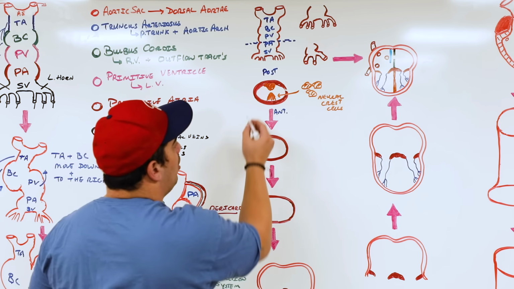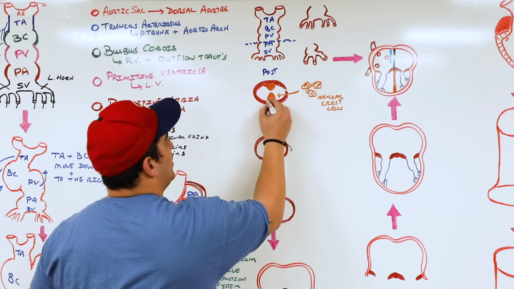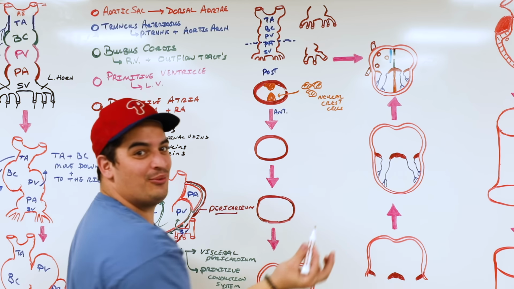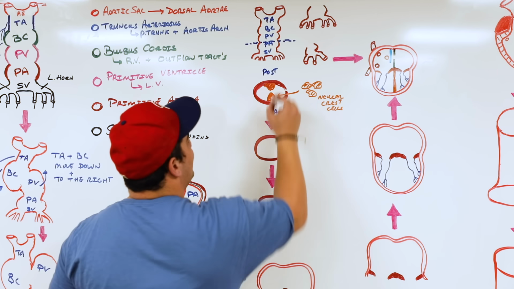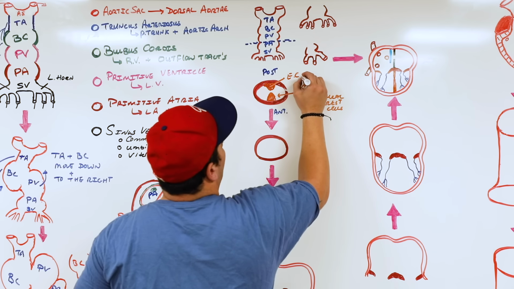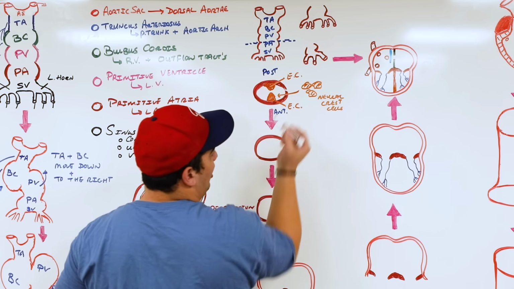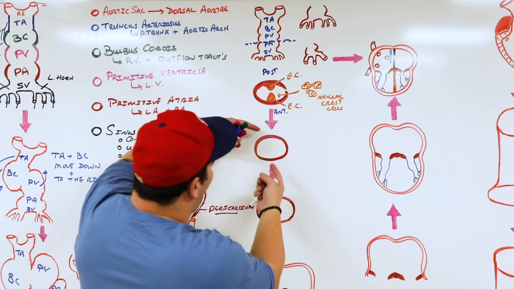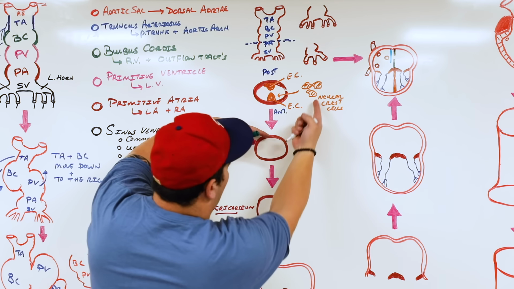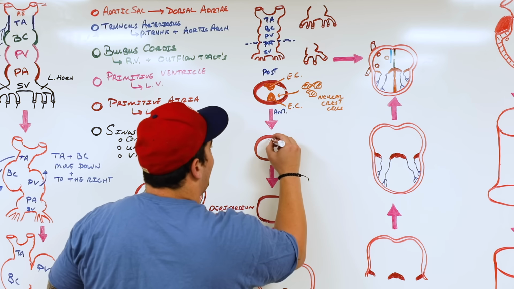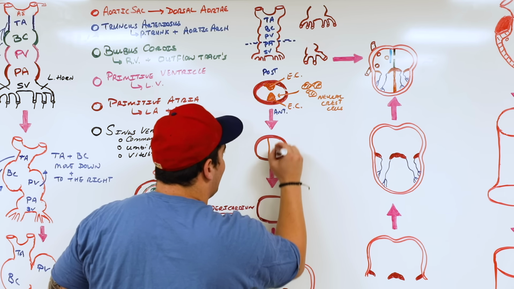Okay, what are these things here called? They're called endocardial cushions. These would be your anterior endocardial cushions, and this would be your posterior endocardial cushions, right? So here we'll put endocardial cushions. This would be the posterior, that would be the anterior. As these endocardial cushions coming from the neural crest cells continue to grow, guess what they do? They fuse together.